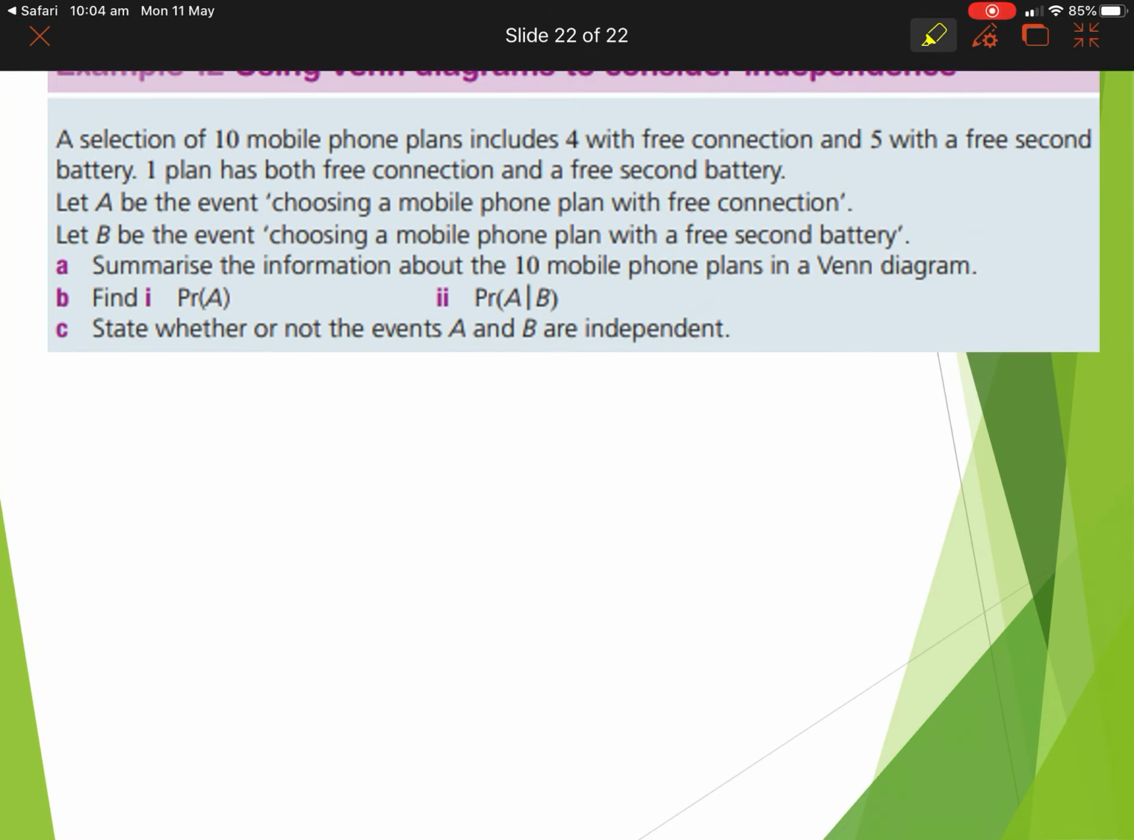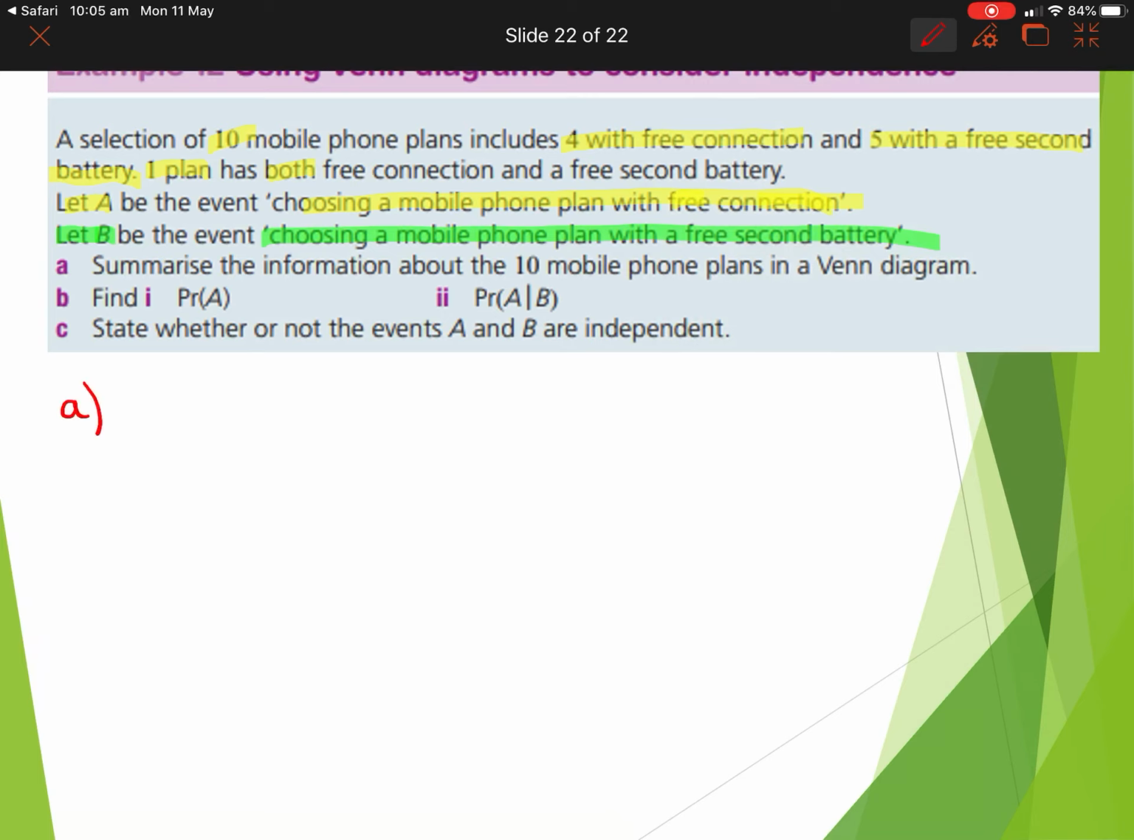Get the highlighter out. So we've got a selection of 10 mobile phone plans. A selection of 10 mobile phone plans includes 4 with free connection, 5 with free second battery. One plan has both free connection and free second battery. So let A be choosing a mobile phone plan with free connection, and let's go to colour. B can be choosing a mobile phone plan with a free second battery.